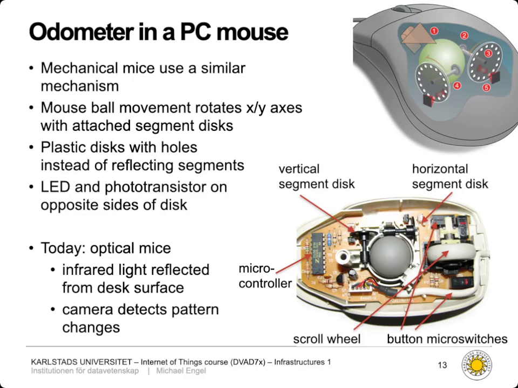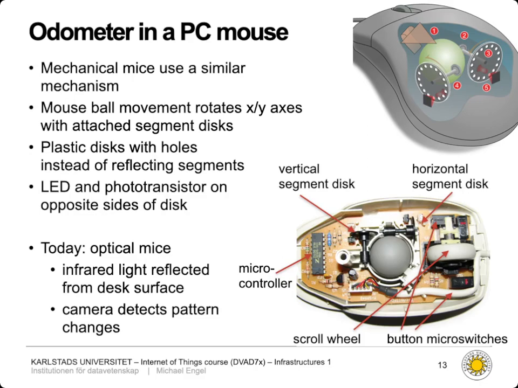So in this mouse, you already have an integration. This might be a little IoT device. You have a microcontroller in there that just handles these two signals, plus some additional information like the mouse buttons and the scroll wheel. The scroll wheel works again like the segment disks. And it handles the protocol talking to your PC, like a PS2 or a USB protocol.